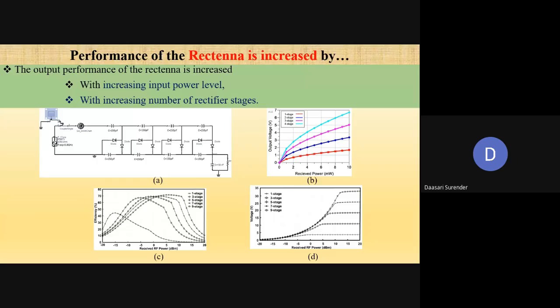Rectenna performance enhancement techniques. There are some enhancement approaches. The first one is the voltage multiplier configuration that has been proposed. In that, from figure 39B, it is observed that as the number of stages increases, the first stage is shown with the red color. When we connect a single stage, the maximum output voltage offered for 10 milliwatts input RF power is almost 1.7. And when two stages are connected, it is increased further. And by further increasing the number of stages, it increases further. And the same performance is also observed.